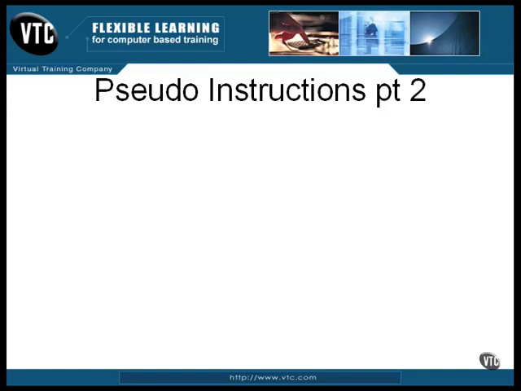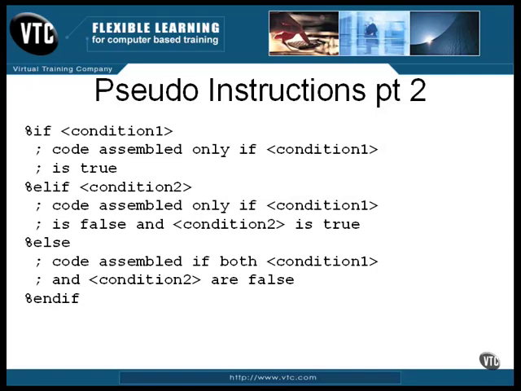Now for the conditional assembly directives. You can use if to specify which lines of code are assembled. Else if and else are both optional in this example. You can have more than one else if clause, and there are negative operators. IFN means if not, and ELIFN means else if not.